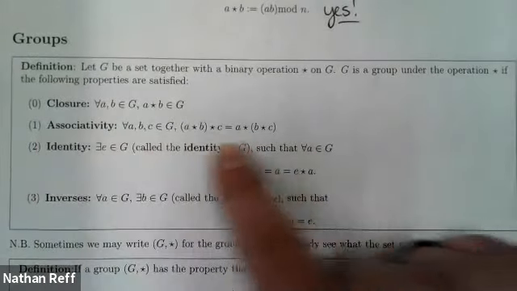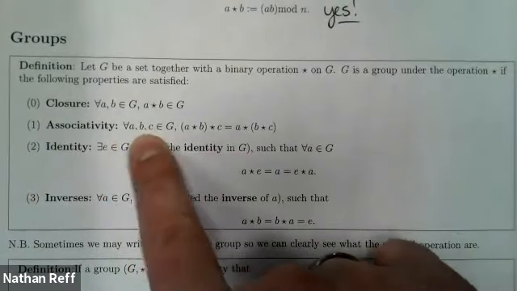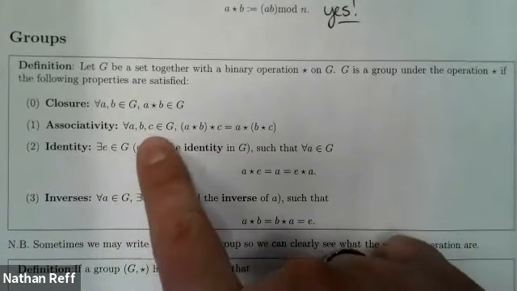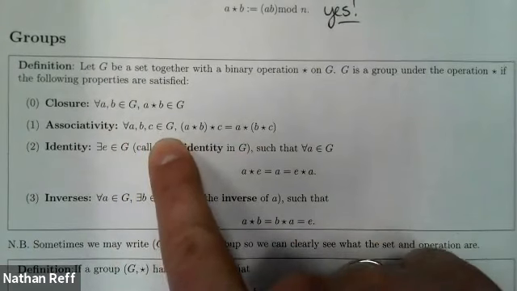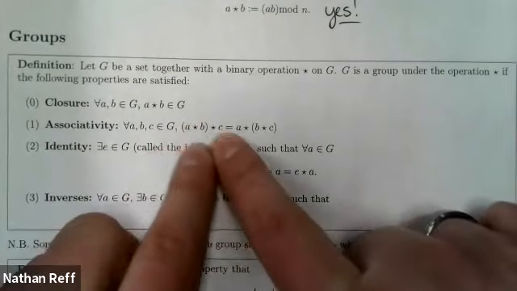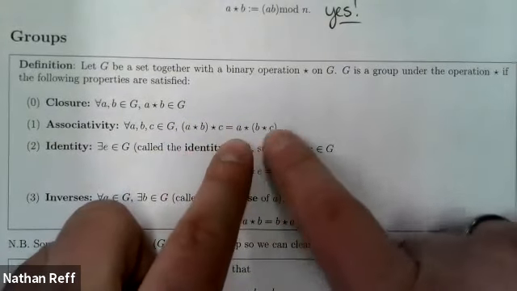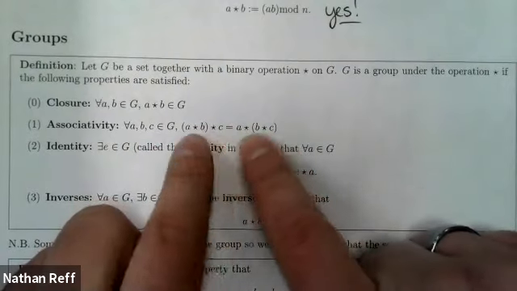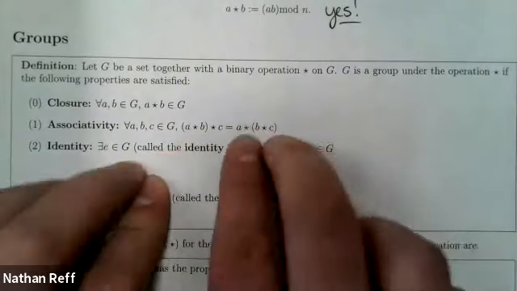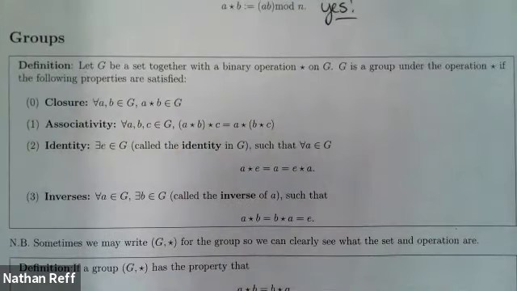The first property is associativity. That's a property with 3 elements. Give me any 3 elements of the set. If I do A star B and then combine that with C, I should get the same thing as if I did A combined with whatever B combined with C is. Keep in mind, I'm not moving where those things are. I'm just moving the parentheses.